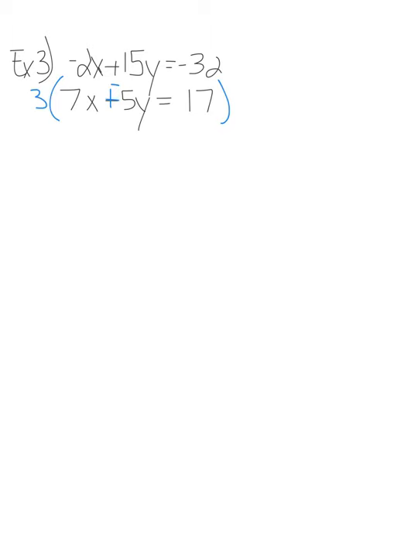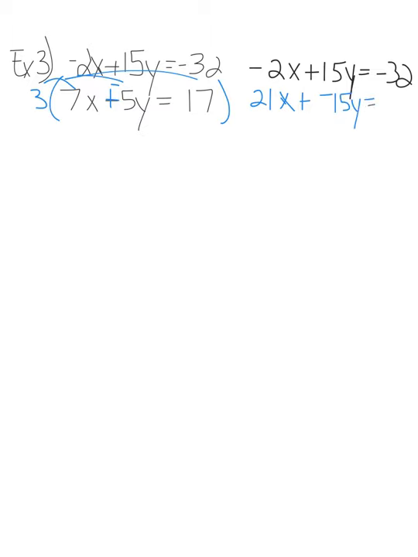So first of all, I'm doing nothing to this top equation. It's going to stay -2x plus 15y equals -32. I didn't do anything to it. This bottom equation, we are multiplying everything, even the answer, by 3. So we're going to end up with a 21x plus a -15y equals, and 3 times 17 is 51.